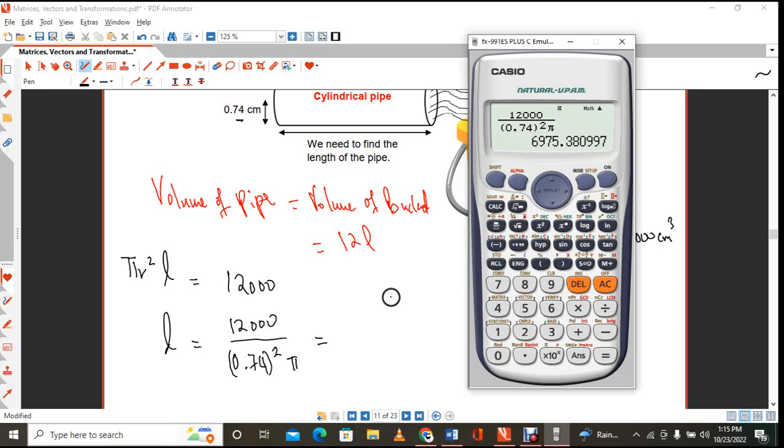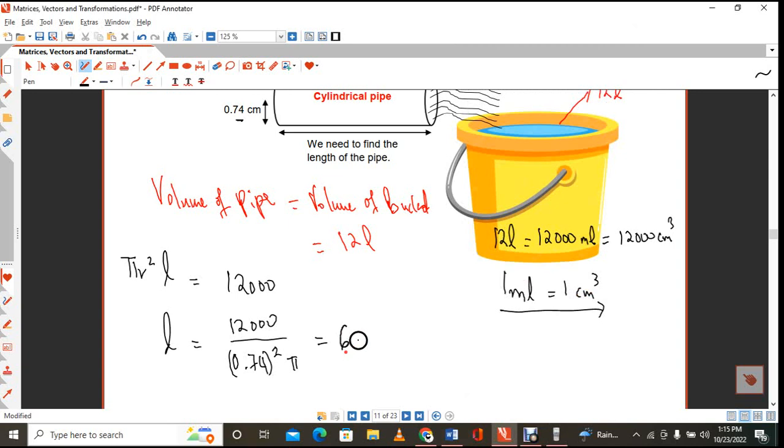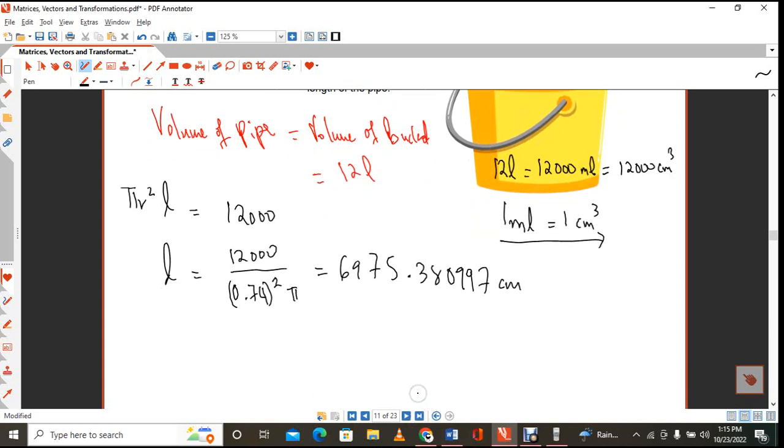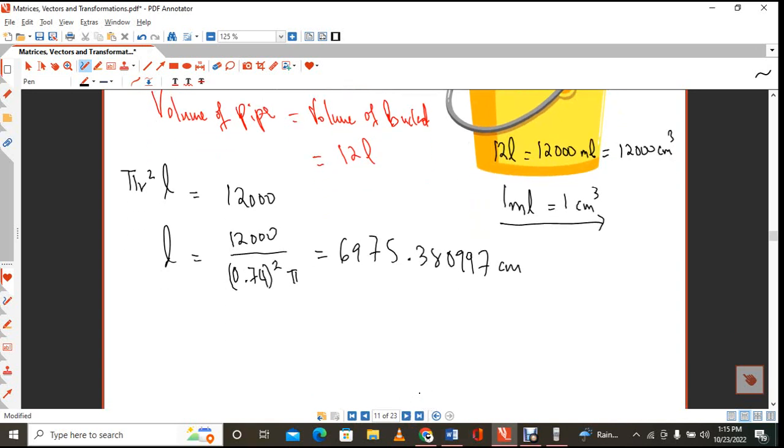So the length of the pipe is 6975. I'm going to write that down. It's 6975.380997 centimeters. Do not round your answers as we go along. Only round the answer towards the end because you don't want premature rounding.